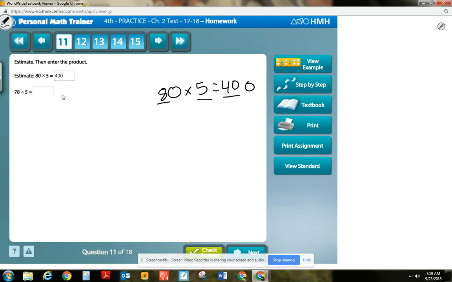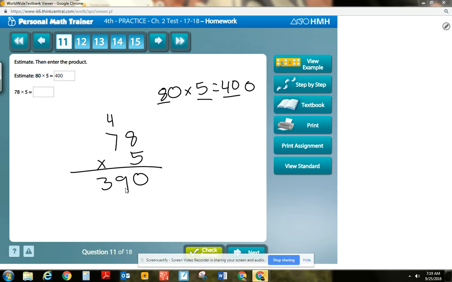Now we got to do 78 times 5. I'll show you the standard algorithm, the way that I was taught. 5 times 8 is 40. So there's my 40. 5 times 7 tens is 35 tens, plus those 4 is 39 tens, or 390. Oh, that's reasonable. Those are pretty close.